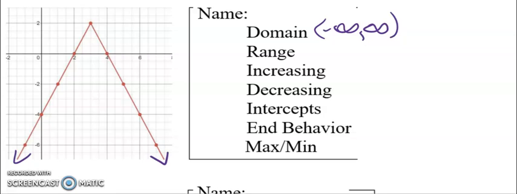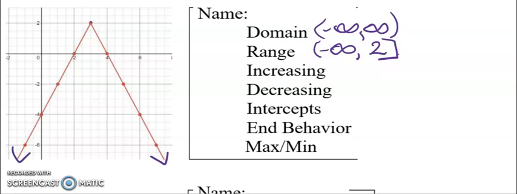The range is different on an absolute value. You notice down here we are using the y's, but I stopped using the y's at 2. So our range goes from negative infinity to 2, and it includes 2. Now notice I put a different grouping symbol there at the 2. That means it equals.